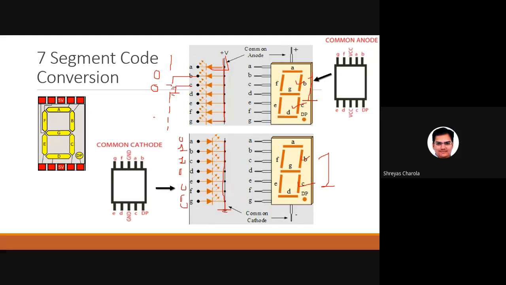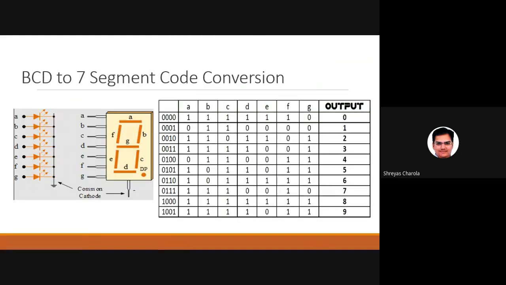Now look over here. It is mentioned common anode, common cathode. This one is the common cathode. Let's suppose if I want to display 0, what should be the value? All should be 1 except G, otherwise it will be 8. So G should be off, and the rest of them are on. Same way, look at 8. All the LEDs are on to display 8. So we need to display 0 to 9.